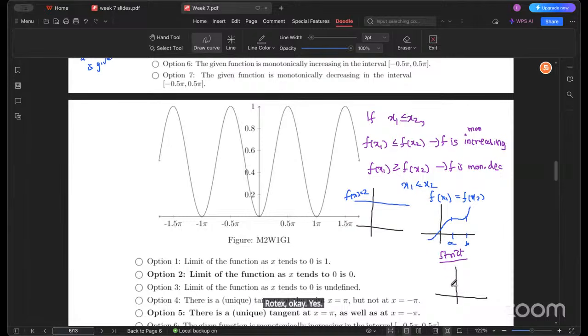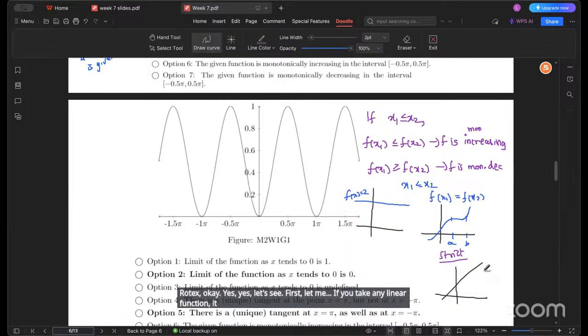Let me see. First, strictly increasing. If you take any linear function, it will be either strictly monotonically increasing or monotonically decreasing. Okay, so this you can see.